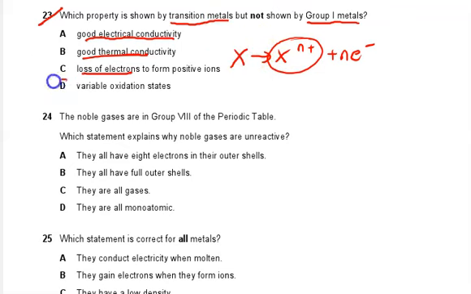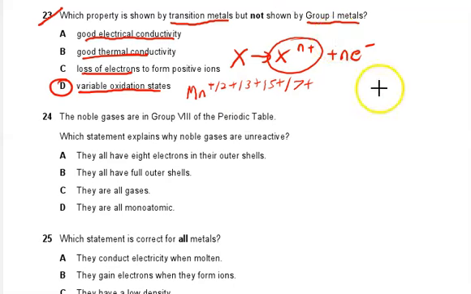Transition metals will have variable oxidation states. It means that, for example, they have 2 plus, they have 3 plus, they have 5 plus, and also they have about 7 plus. But group 1, they only have 1. This is the oxidation numbers.